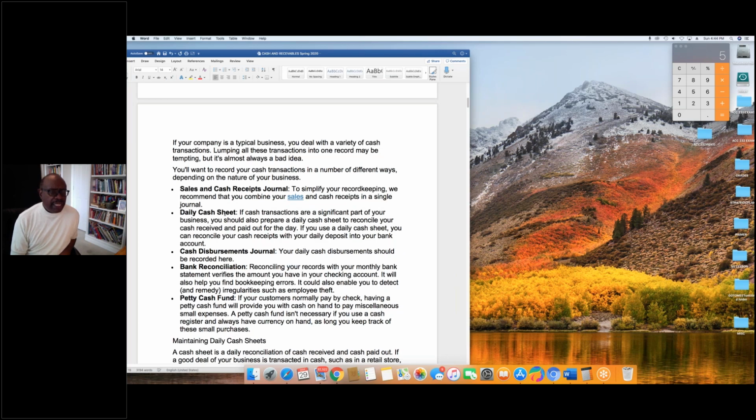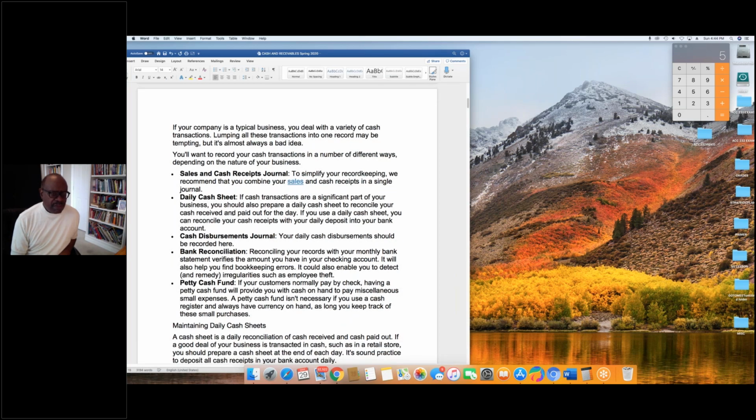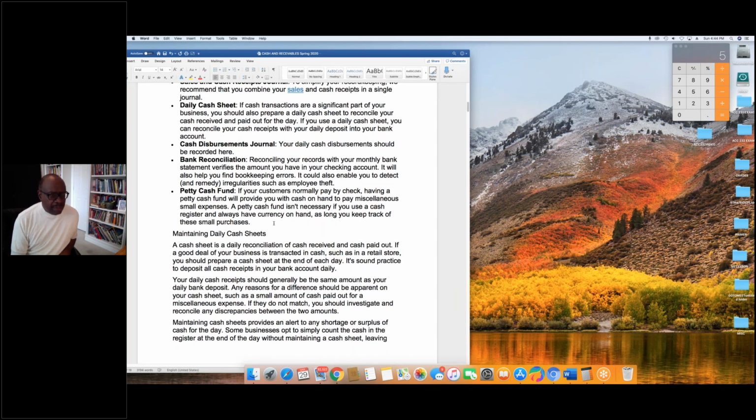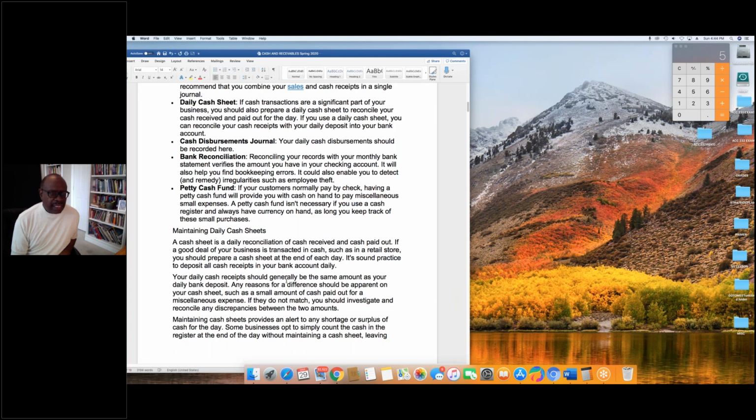In terms of this cash receipts journal, daily cash sheets, and disbursements journal, maintain those daily cash sheets and make sure you deposit the money to the bank in one deposit at the same time.